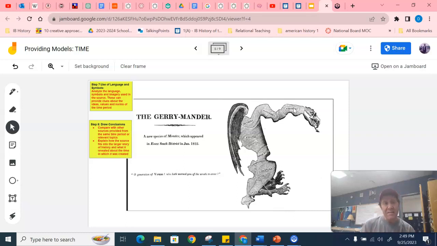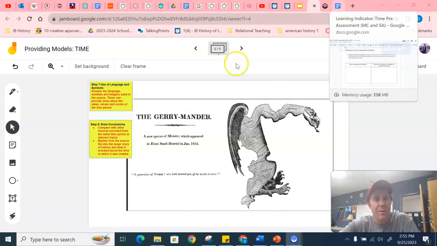So the next step is step 8, drawing conclusions. You can compare it with other sources provided from the same period or relevant topics. And then you can explain how the source fits into the larger story of history and what it revealed about the time it was created.